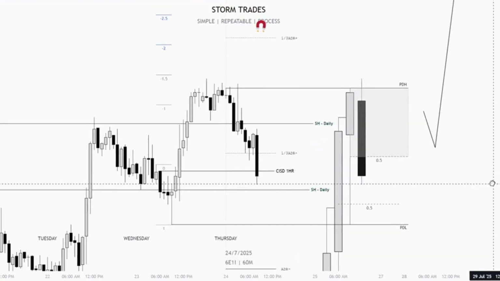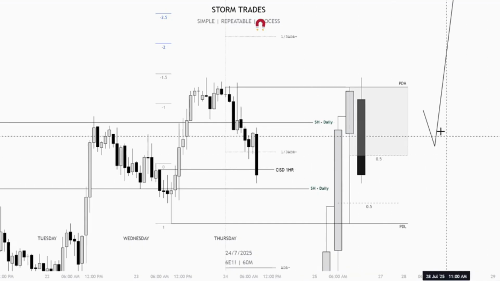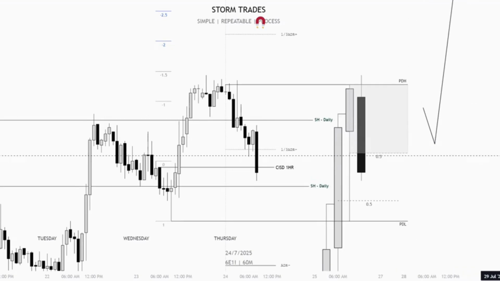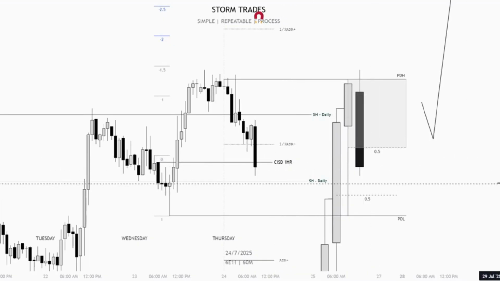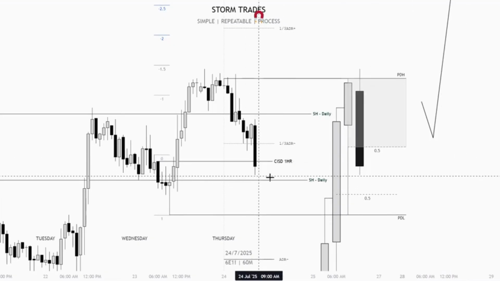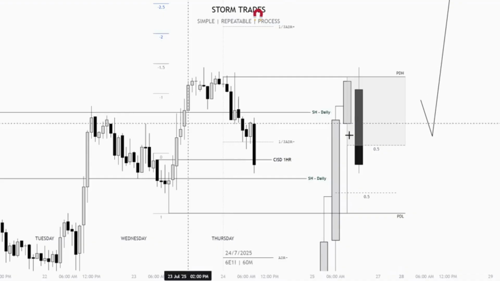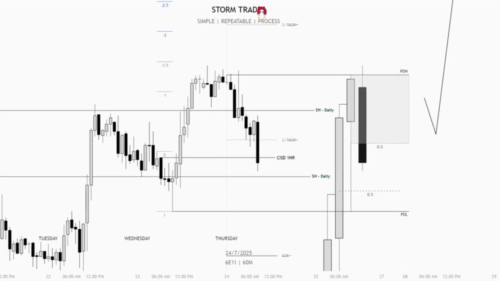But I had a good feeling. Feeling is not really the right word, but I like the confluence between the high time frame market structure and the daily bias, right? So with this move into the change of state of delivery, and this is at the end of the 8 o'clock candle, I moved down to the M5 time frame and started looking for a reversal pattern to get involved, right? So let's move down to the M5.